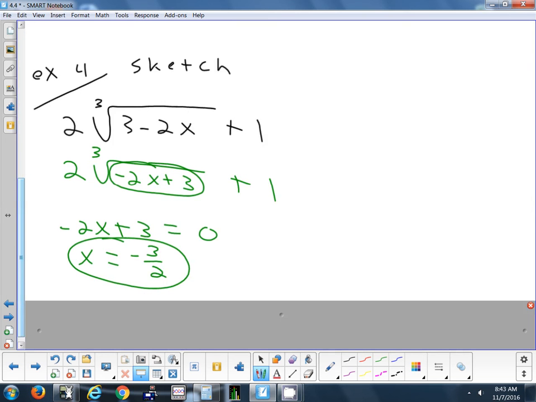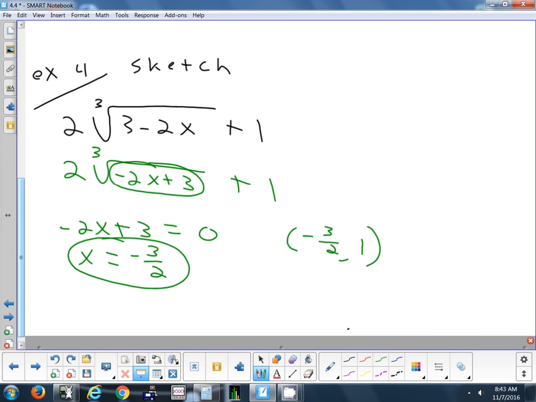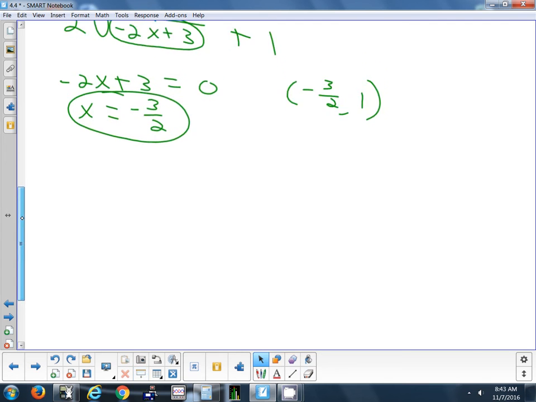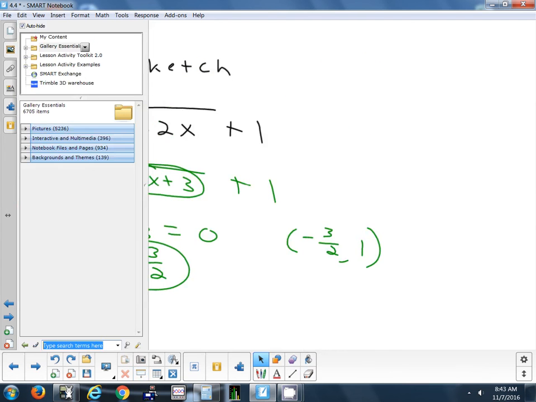0 times 2, and then plus 1. All right, so this graph is going to have a point on it of -3 halves, comma 1. And that's going to be kind of the center point of this cubic function. And now I'm going to check points to the right of it, and I'm also going to check points to the left. Okay, and that's where the graphing calculator is helpful, because the table can check points fast.